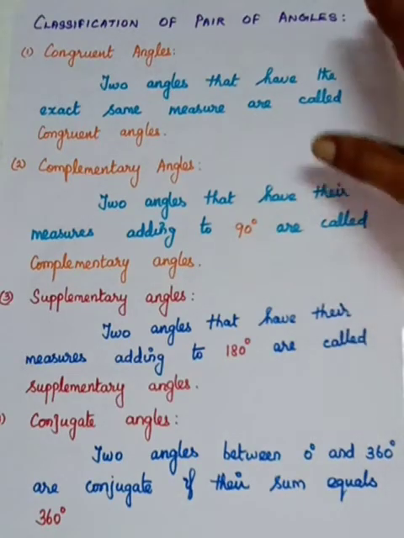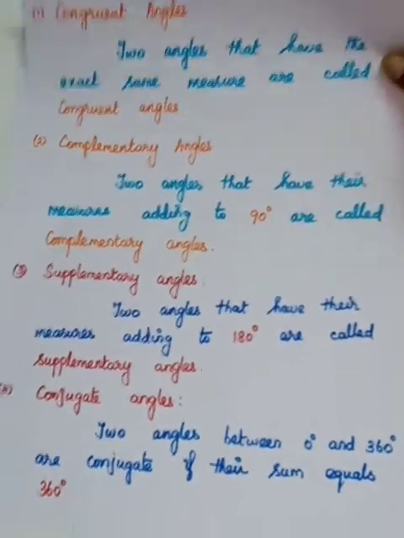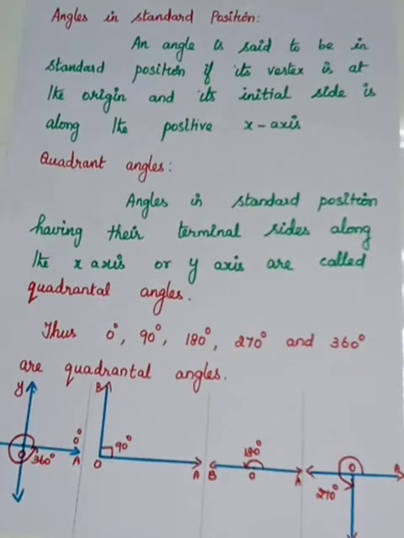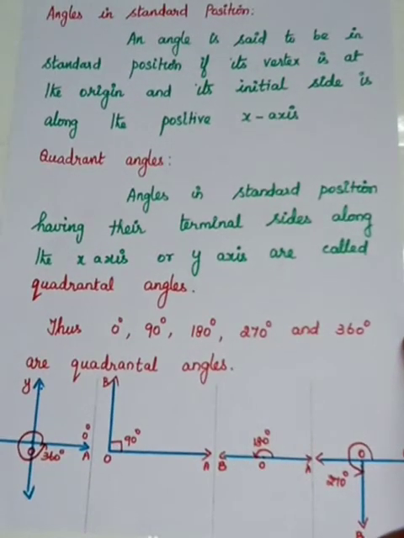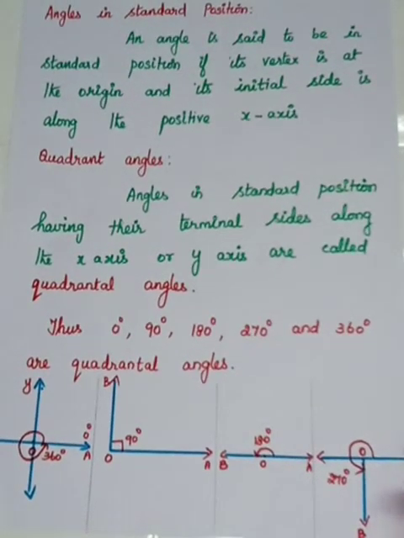So they are called conjugate angles. Okay. You see now, as an important result, angles in standard position. What is it? Angles in standard position. An angle is said to be in standard position if its vertex is at the origin and its initial side is along the positive x-axis.